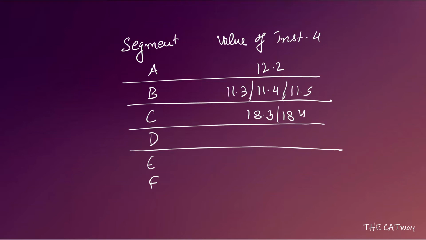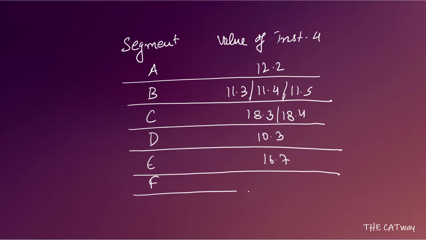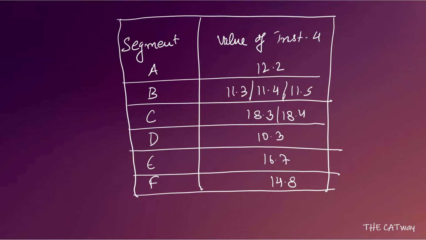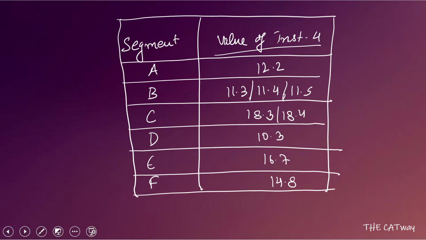For D, what do we have? We will get only one, that is 10.3. From E we will get only one, that is 16.7, and from F we will get only one, that is 14.8. So for every one from A to F except B and C, we will have only a single possible value. Okay, so this is the final arrangement which we have in terms of instrument 4 and nautical miles. Now we can move towards our questions.